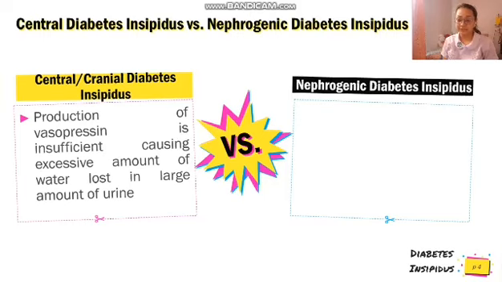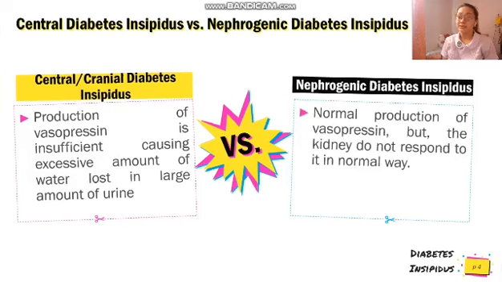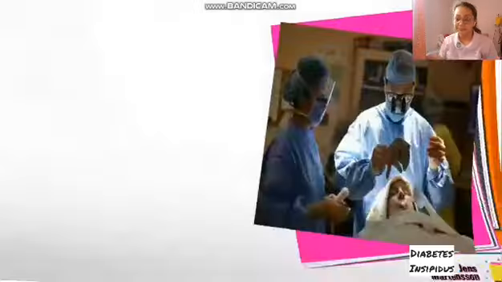While in nephrogenic diabetes insipidus, vasopressin is produced at the right level, but for a variety of reasons the kidneys do not respond to it in a normal way, or there is an inability to concentrate urine due to impaired renal tubule response to vasopressin, which leads to the excretion of a large amount of dilute urine. It can be inherited or occur secondary to conditions that impair renal concentrating ability.